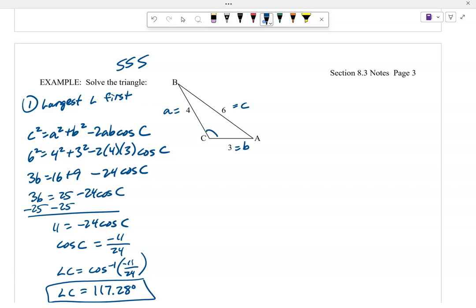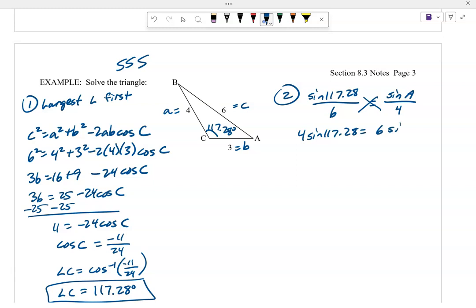Again, we know the largest angle, so we can just jump to using the law of sines if we would like. Right, now that we know this is 117.28 degrees. So we can say, well, sine of 117.28 over lowercase c equals, let's do A, sine of A over lowercase a. 4 sine 117.28 equals 6 sine A. Divide both sides by 6, so sine A equals this.